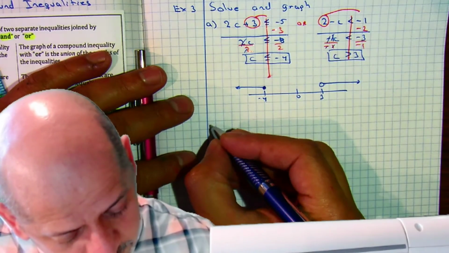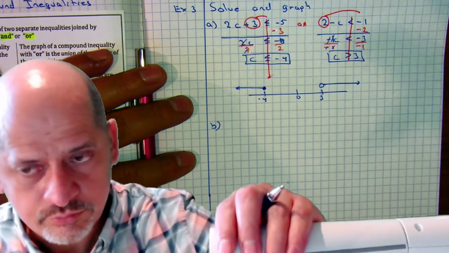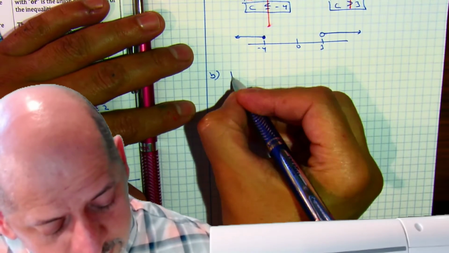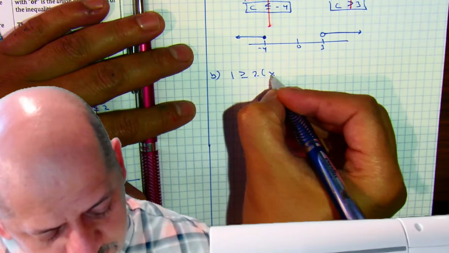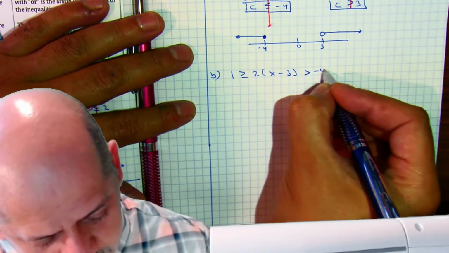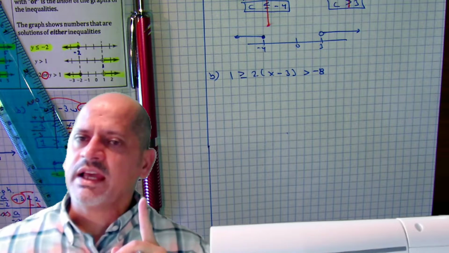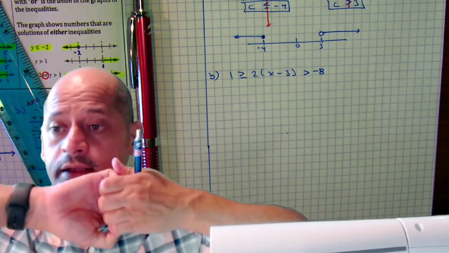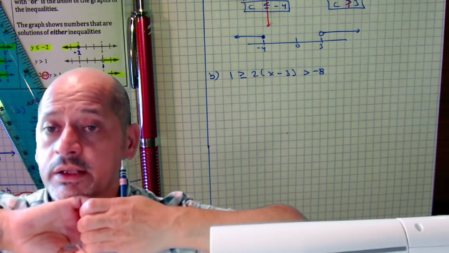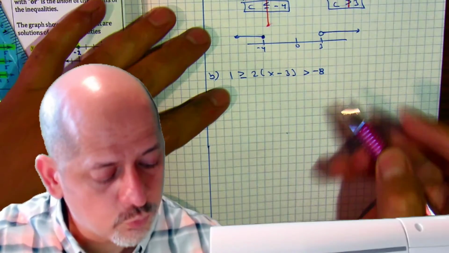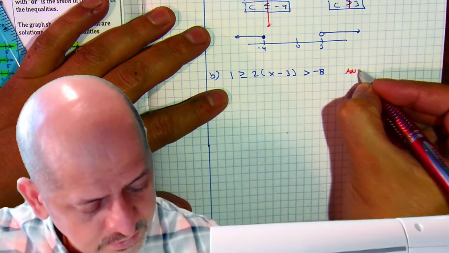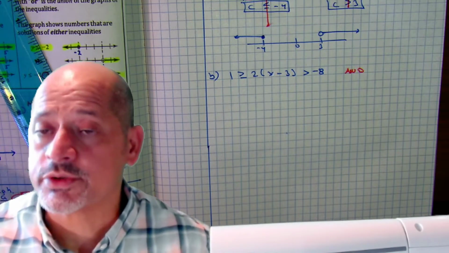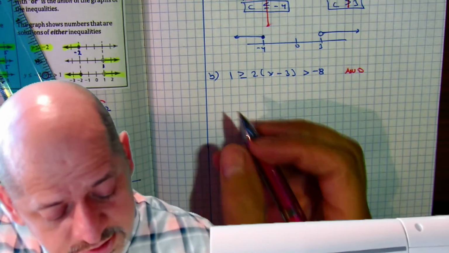Last example for today, B. So for letter B, we have 1 is greater than or equal to 2x minus 3, which is greater than -8. So before you start, you need to decide, is this an and or an or? This is an and. They're connected, so automatically your answer should be connected, your graph should be connected. Even though there's no word inside that says and, we know that that's an and because they're connected. So go and solve it, see what you get, and then we can compare our answers. Go and pause it. So in this case, I'm going to draw the line.